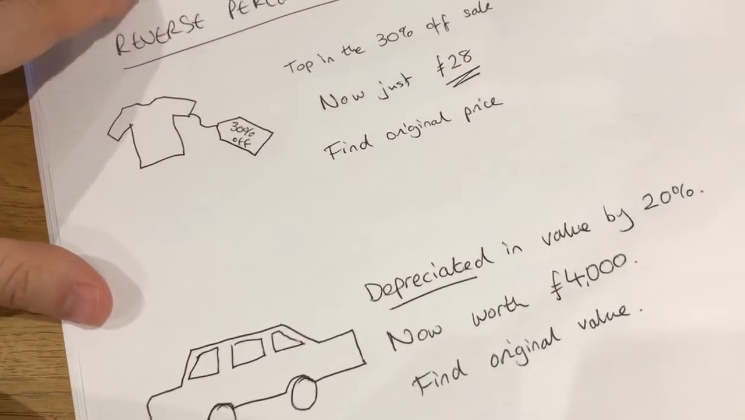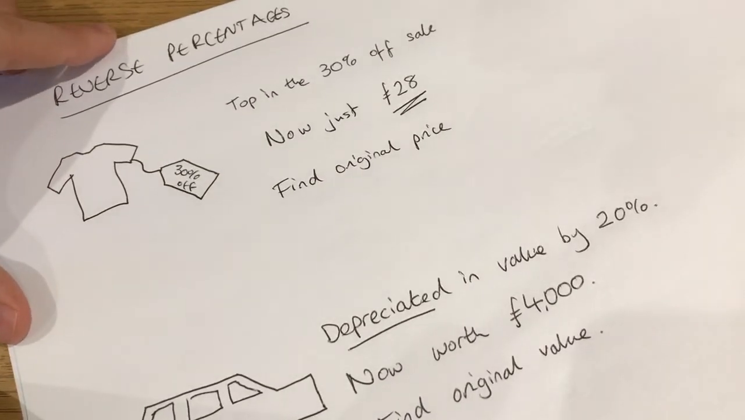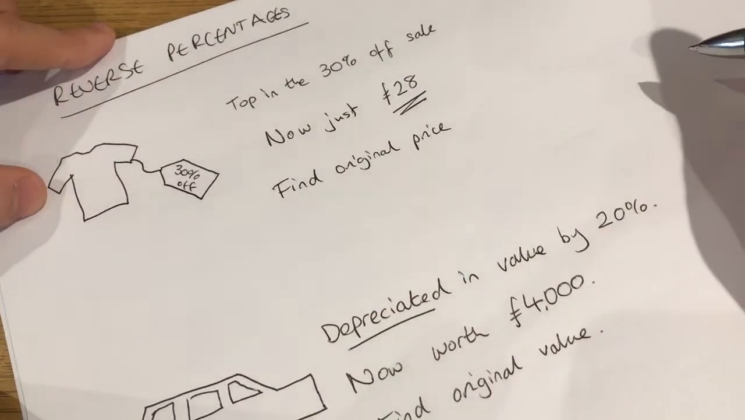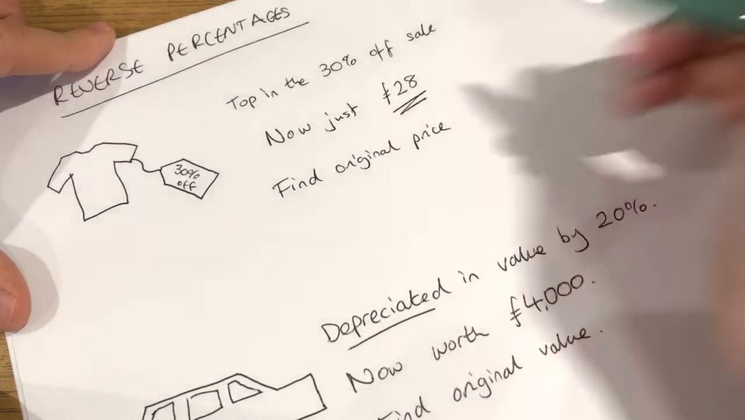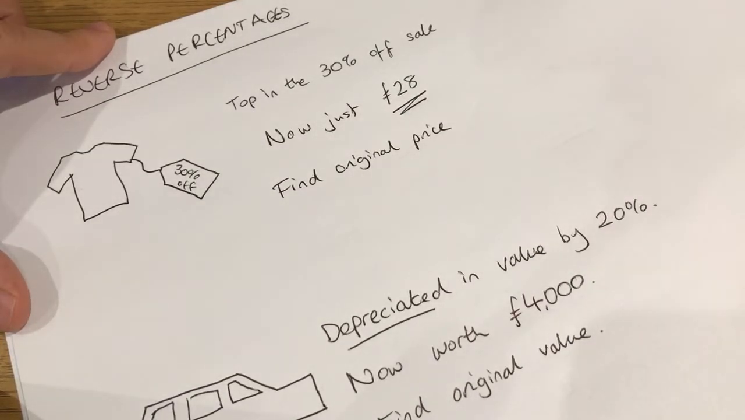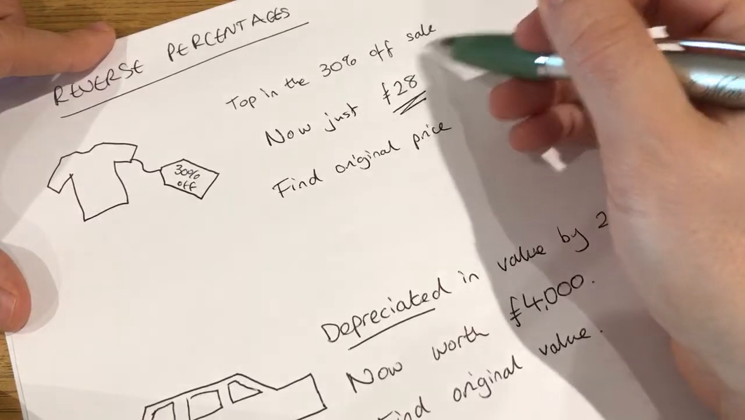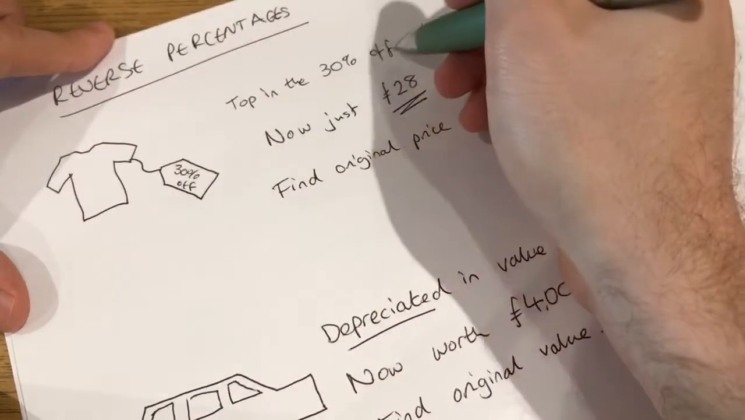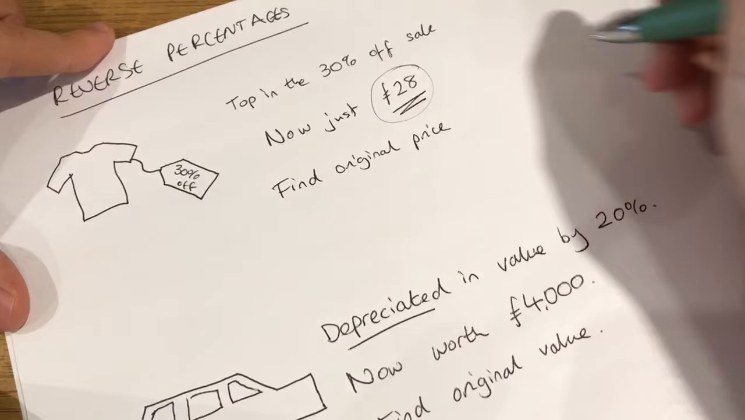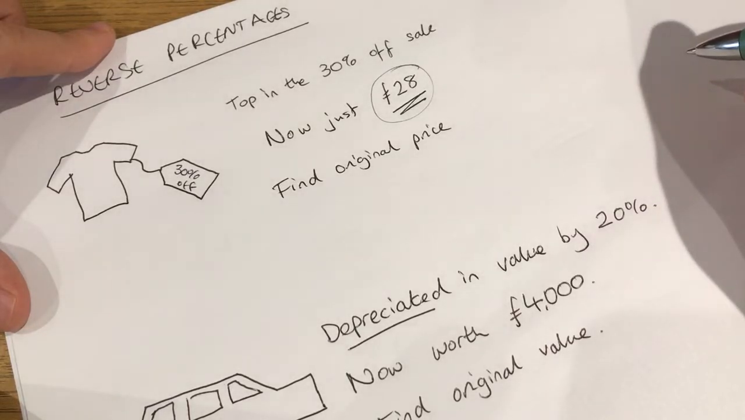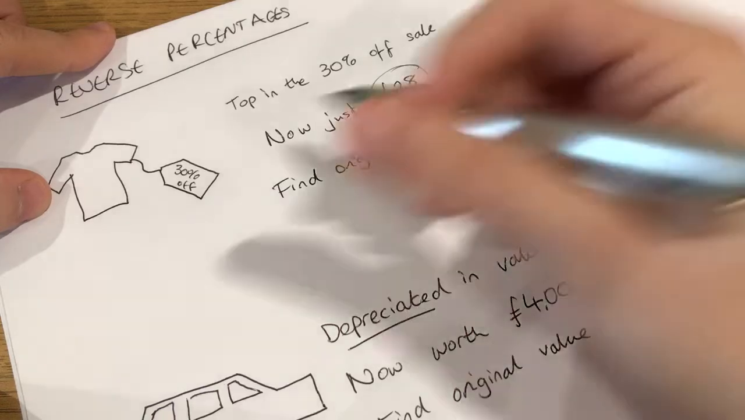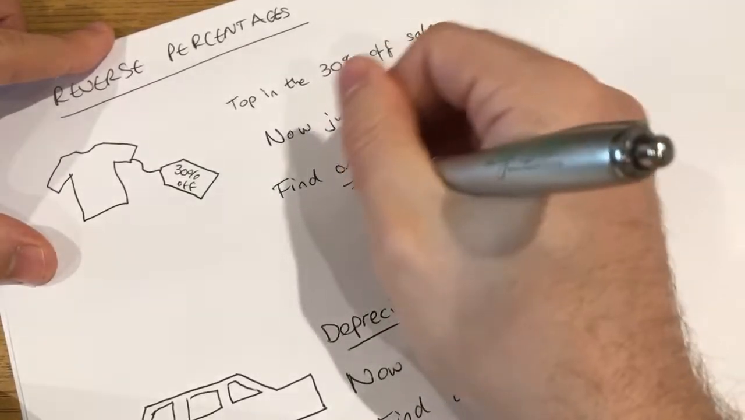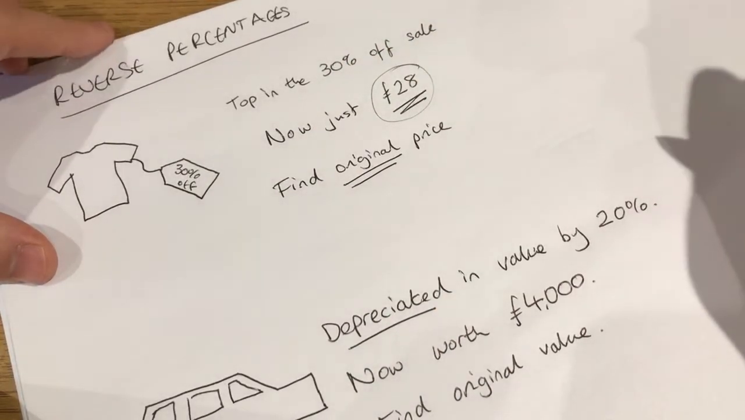Okay, very last one. Reverse percentages, and almost definitely the hardest one. This is a nice t-shirt there in the 30% off sale. It's now just £28. Find the original price. A lot of people will work out 30% of this and add it on, or take it off. But it's the original price we want. That means this £28 here is not 100% of the value. It's actually 70% of the value because this is 30% off the original. Whenever they say the original price, that's when you know you're going to be dealing with reverse percentages.